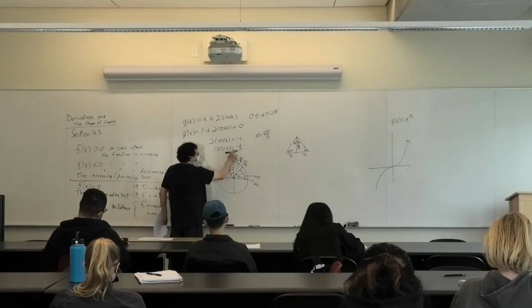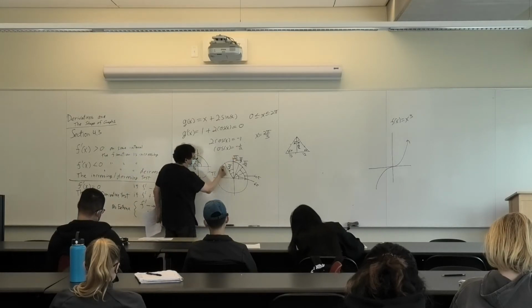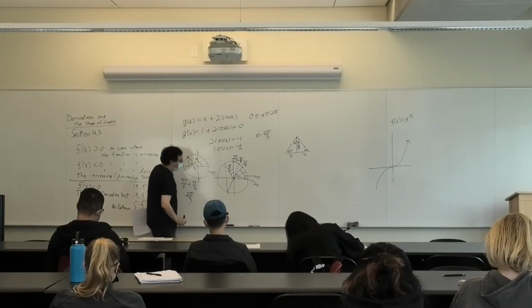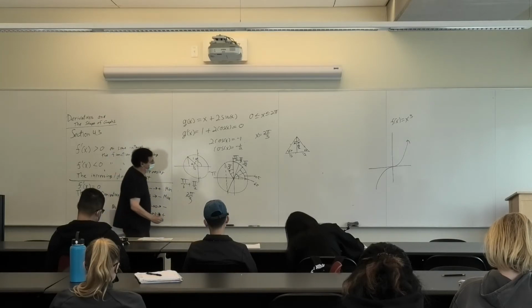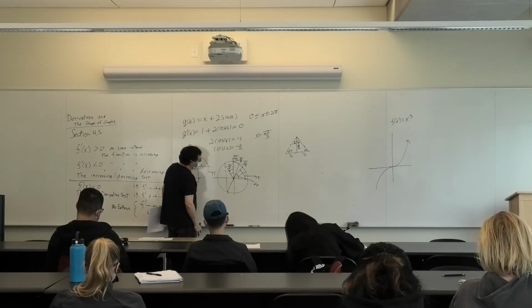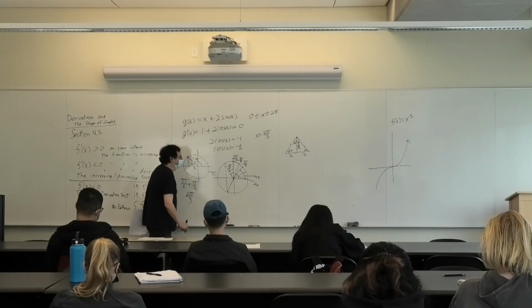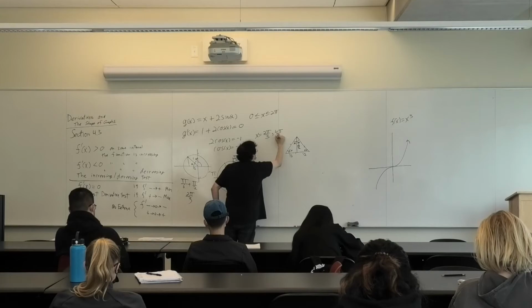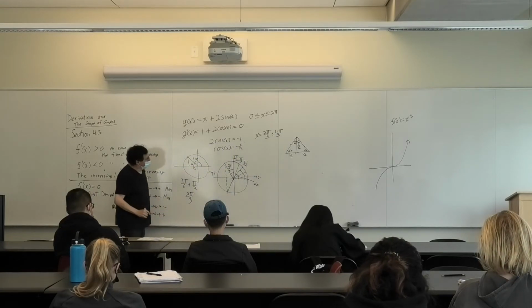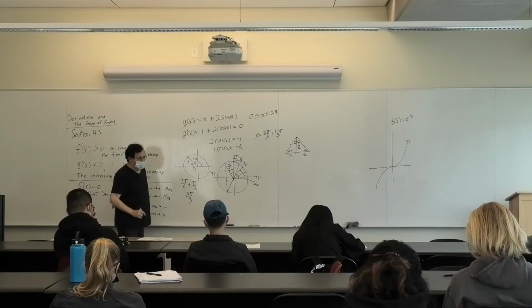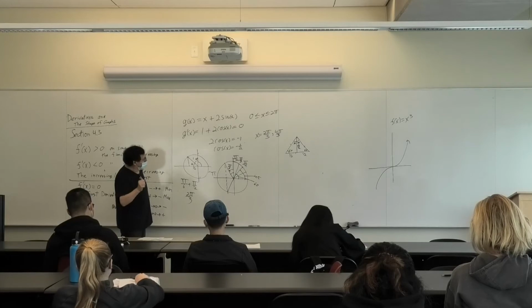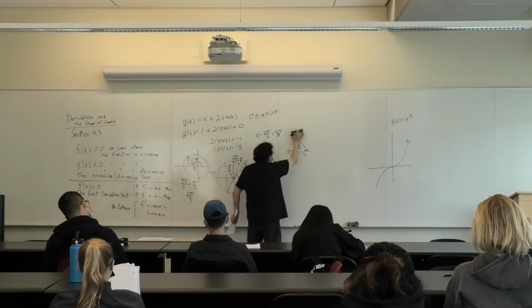But that's not the only place cosine is negative a half. It's also over here, right? So that would be pi plus pi over 3, and that's 4 pi over 3. Yeah, doesn't that work? Okay. My trig expert agrees.